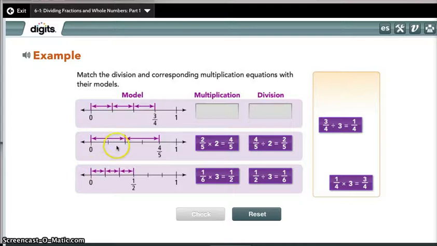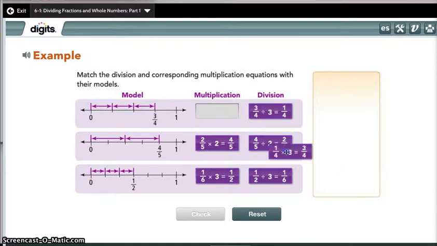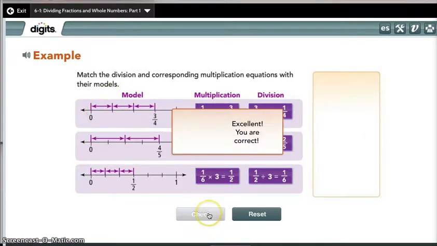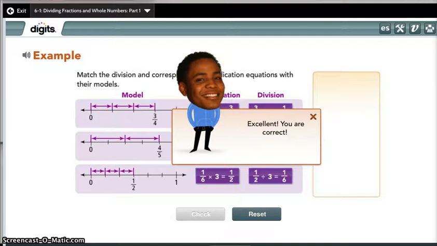So the purple line shows 2/5, and two groups of 2/5, or 2/5 times 2, is 4/5, which means that these two must be the last ones. And you can look at these examples of 1/4 times 3 will give you 3/4, or 3/4 broken into 3 sections will give you 1/4. All right, so we've got that one.